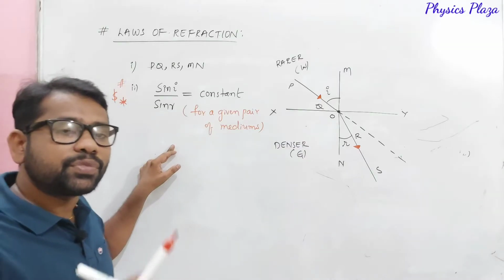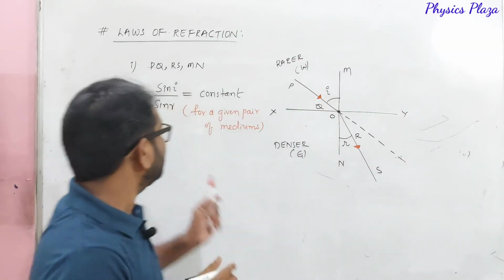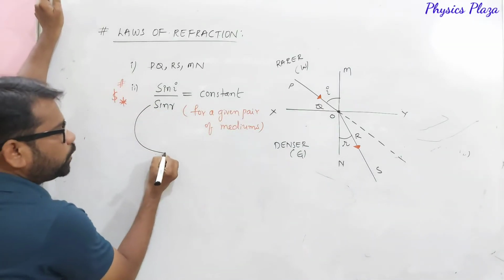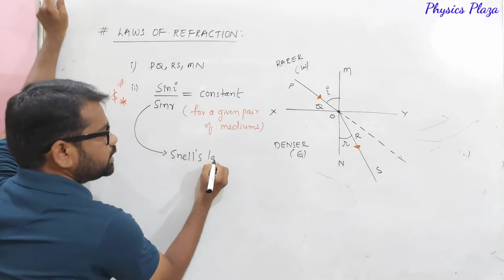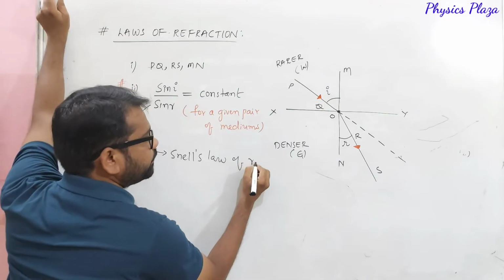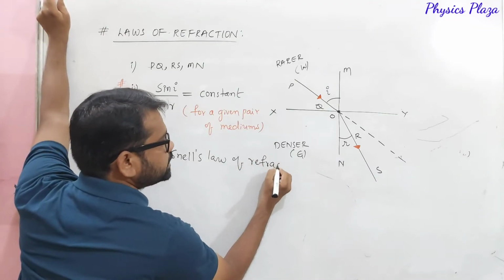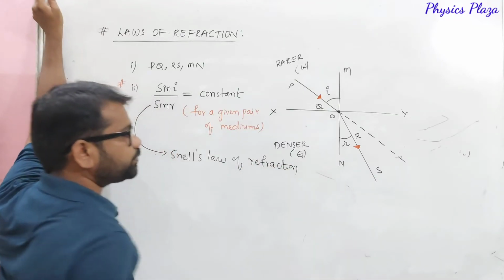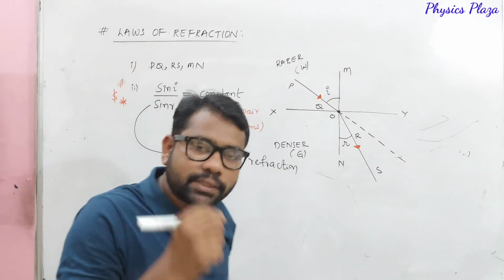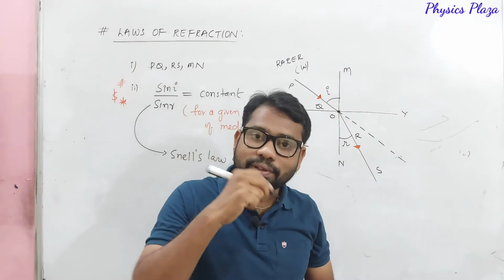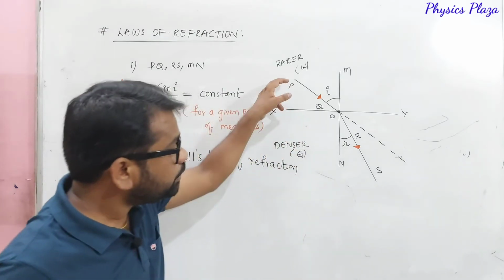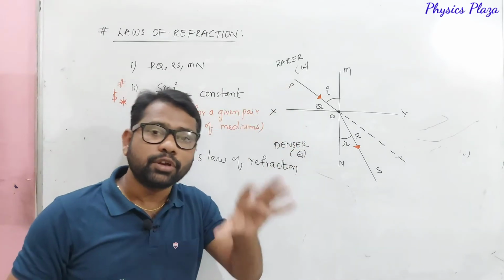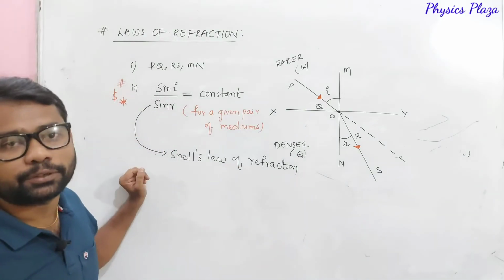This is actually the second law of refraction. Children, it is also called Snell's law, very important. Snell's law of refraction. What is Snell's law of refraction, dear children? Snell's law states that the ratio of angle of incidence to the angle of refraction always remains constant for a given pair of two mediums. For a given pair of two mediums, it always remains constant.